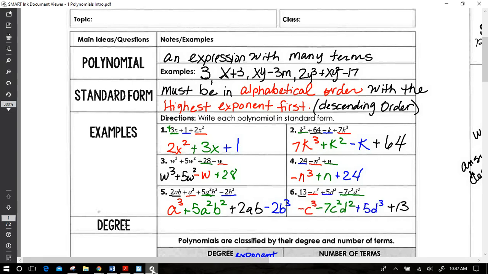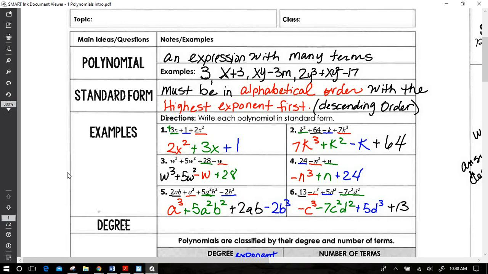Welcome back, and hopefully you were able to get number 6 all in the correct order. Notice that I did C comes before D, so I said C cubed, C squared. The next one did not have a C, but neither does the constant term. So I put the 5D cubed before the constant term because I always want that constant term to go very last. All right.